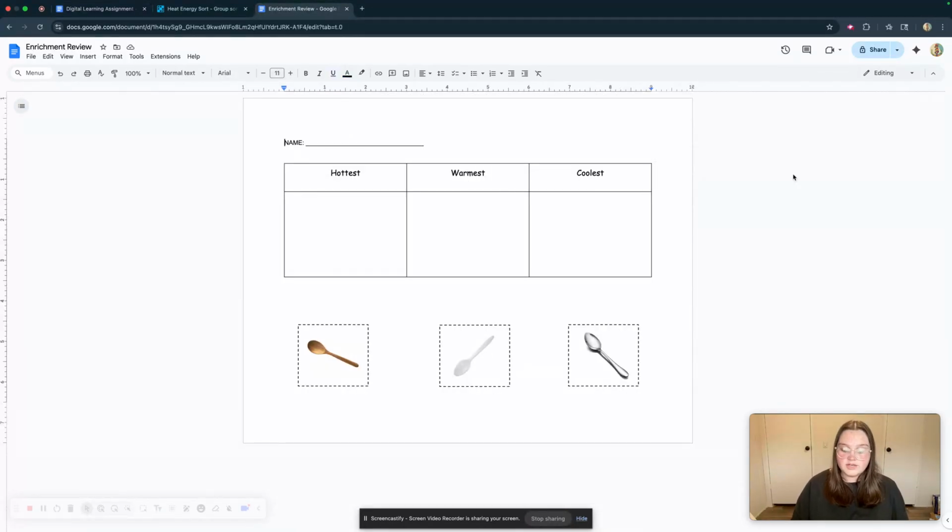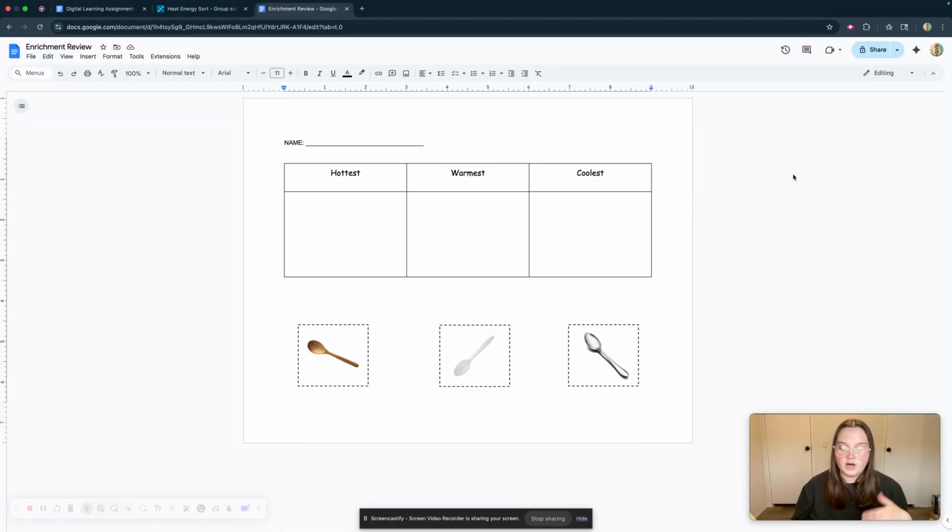What they will do is, after feeling the spoons that have sat in the warm water, they're going to feel, okay, this one was the hottest. I'm going to cut it and glue it in under the hottest. Okay, this one was the warmest. Cut it and glue it under the warmest. And the same thing for coolest.